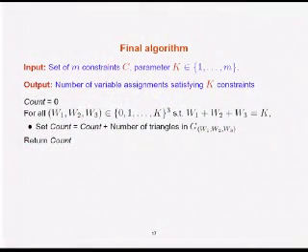So the final algorithm is we have a set of m constraints C. We have some parameter k, and we want to find the number of variable assignments that satisfy exactly k constraints. The algorithm is quite simple. We just try all of the weight assignments that will sum up to k.